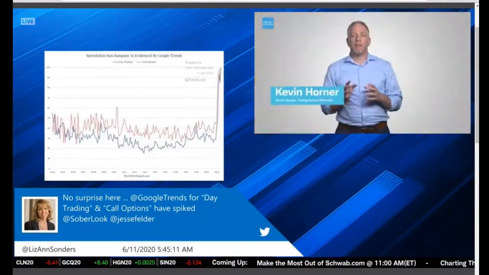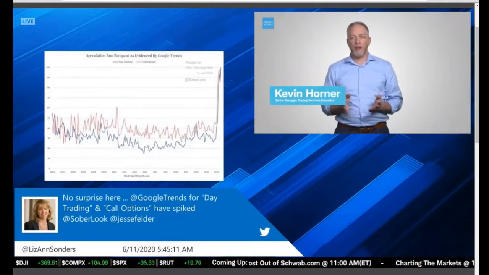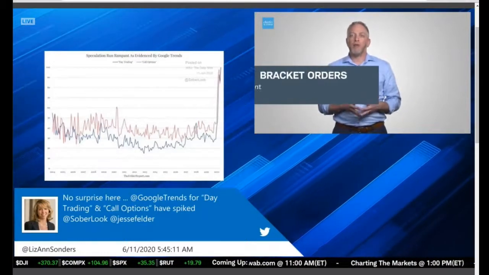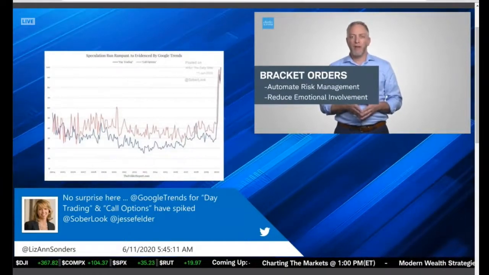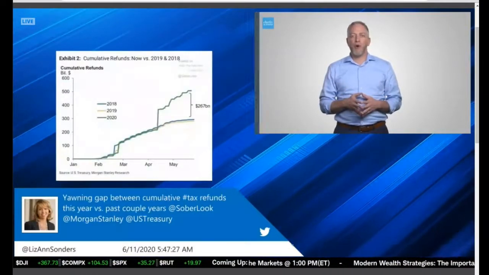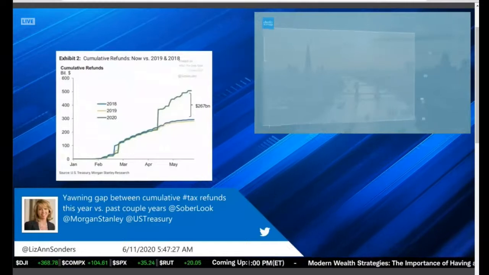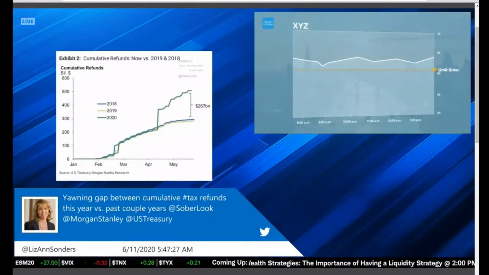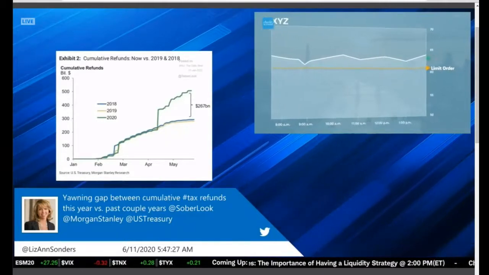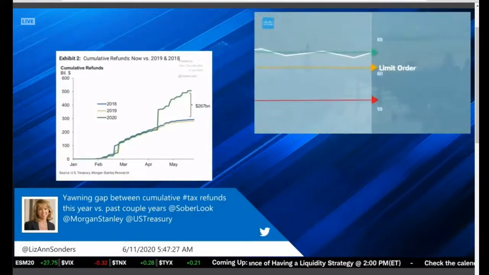Controlling risk is a major component of any trading strategy. Bracket orders can help you automate risk management and reduce your emotional involvement. When you use brackets as part of your opening trade in Schwab's Street Smart Edge platform, you can place a limit order for a stock at a price you set and then bracket your exit strategy immediately upon execution.